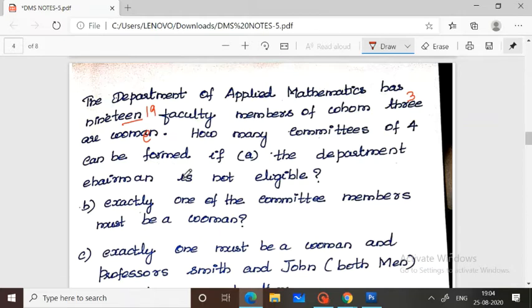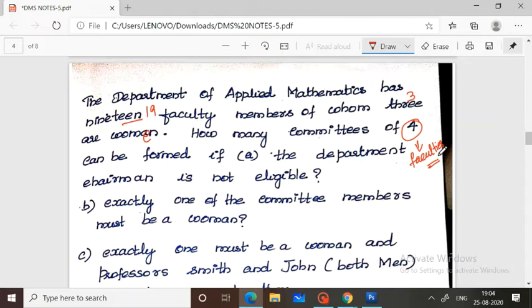How many committees can be formed? That means with 4 members. It is asked here, first question: a committee has been formed with 4 members. So how many committees can be formed with 4 faculties if the department chairman is not eligible?